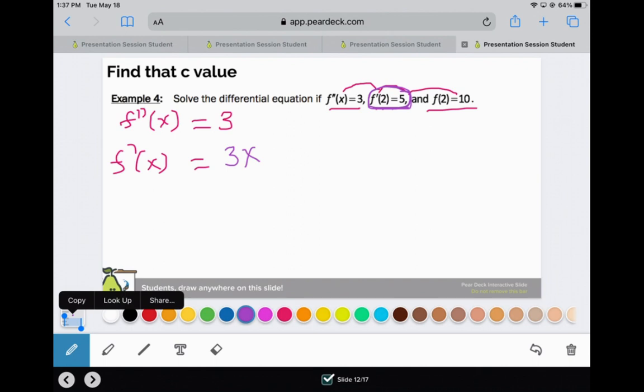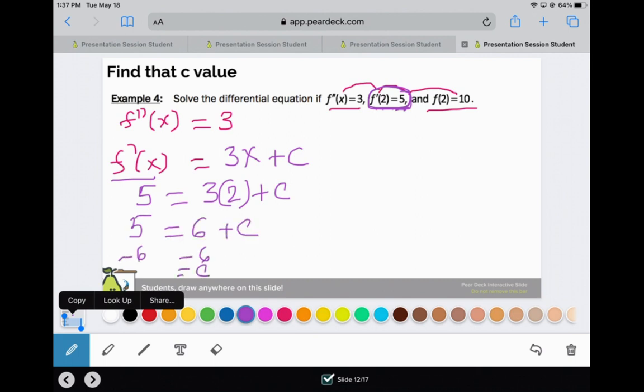So I'm going to plug it in. Don't forget, it's going to be plus c. All right, so this is what I'm going to plug in. The f prime is the 5. I replace it with 5. Where do I get the 5 from there? The 3, and the 2 is the x value, plus c. So 5 equals 6 plus c, minus 6 on both sides. So c is negative 1.